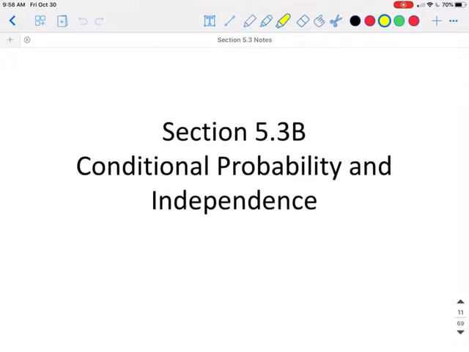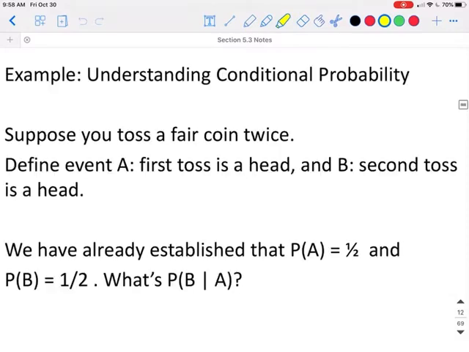This is section 5.3, part B, conditional probability and independence.